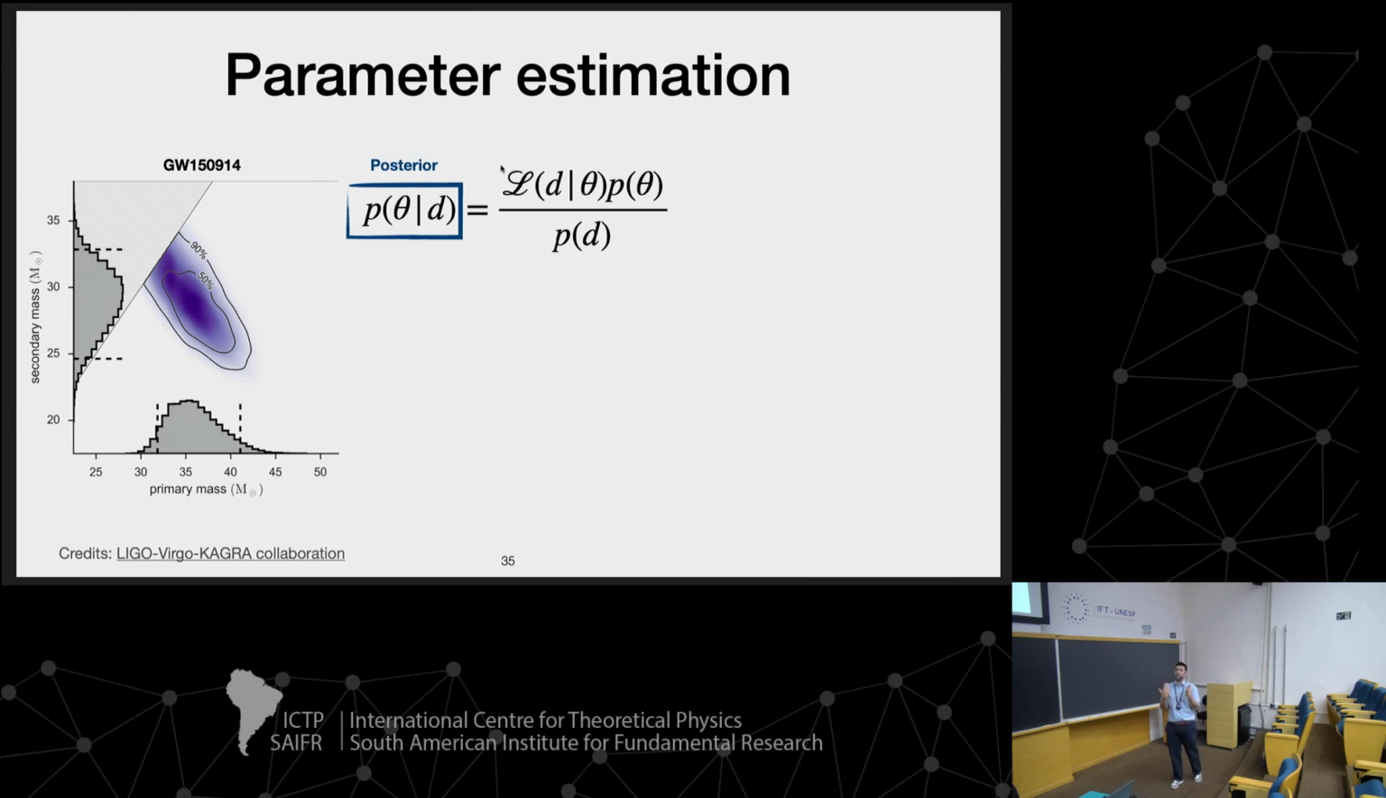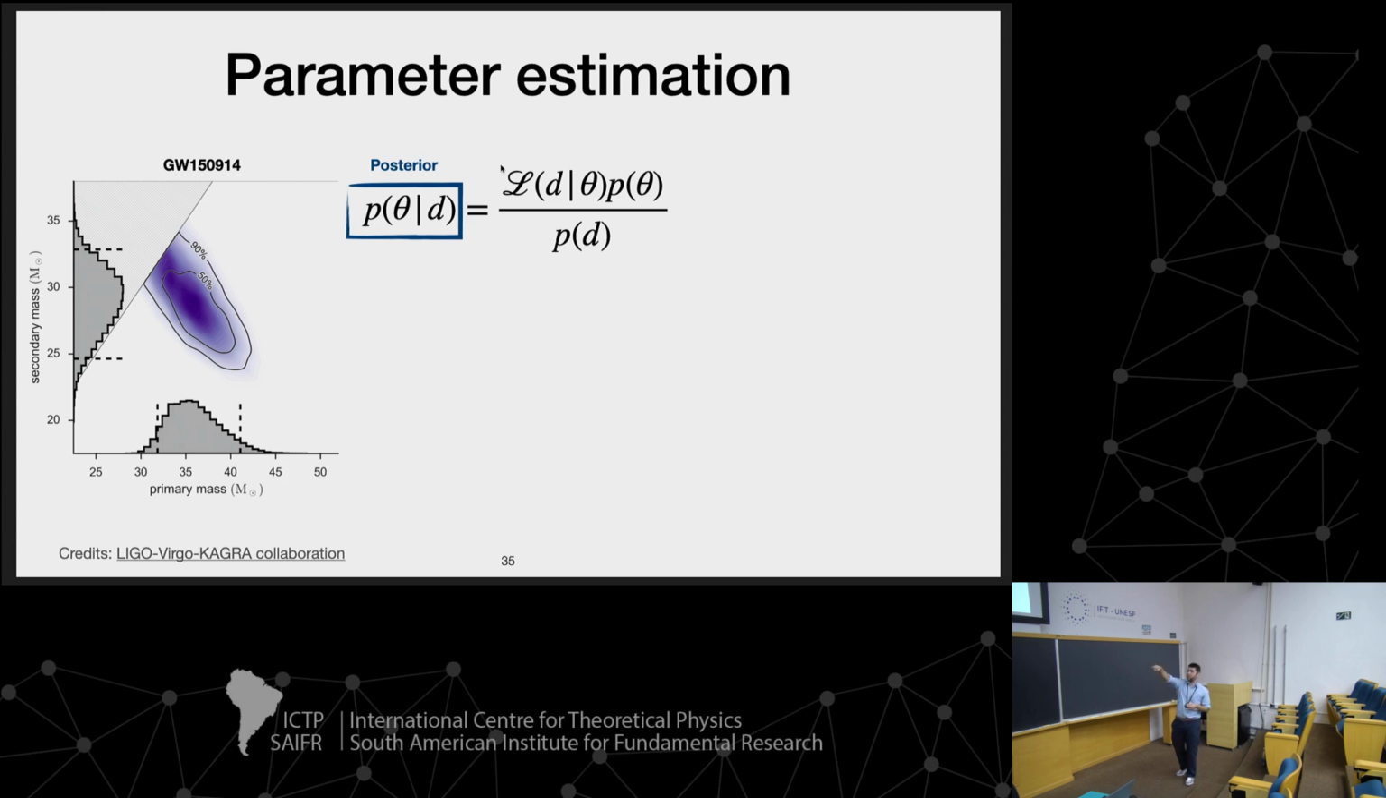But we want to estimate the parameters. Basically, we want to get information from data, information on the parameters. So what we want to do is evaluate a posterior probability distribution. Given data from gravitational waves coming from the detector, we want to estimate the parameters.